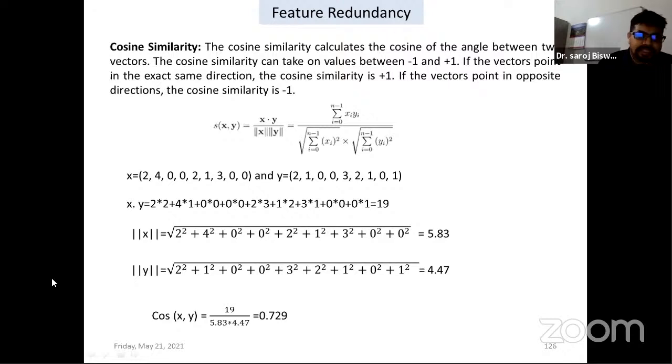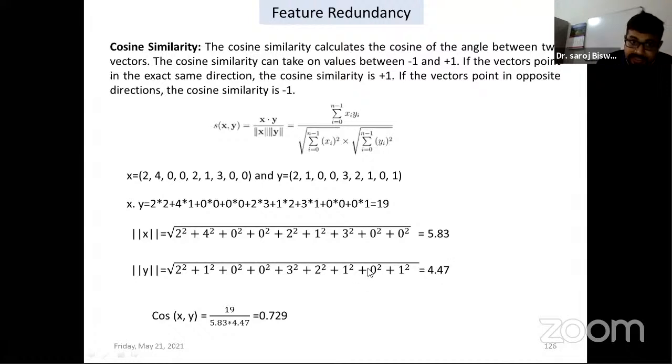Similarly, we need to calculate the norm of x with this formula: root over the first value squared, 2 squared, plus 4 squared, plus 0 squared, and so on. We keep all the values of the vector here, and we get the norm of x as 5.83. Similarly, we find the norm of y by keeping all its values here, and we get 4.47.